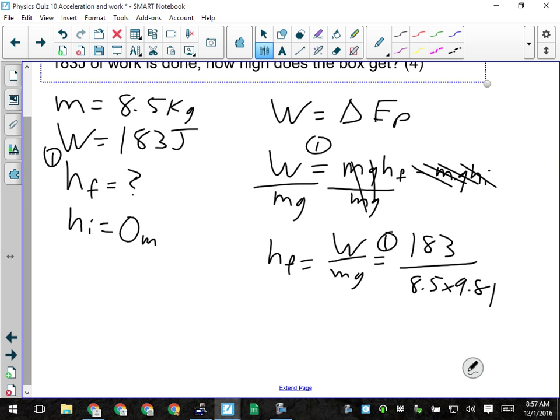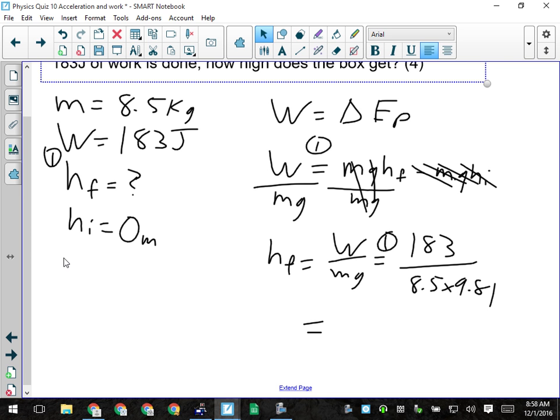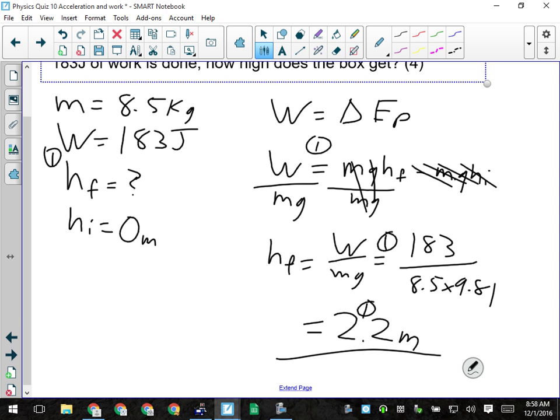183 joules was the change in potential energy, the work done. On the bottom we have mass times gravity, 8.5 times 9.81. So we have 183 divided by, in brackets, 8.5 times 9.81. We're going to get 2.2 here as our height. 2.2 what? Meters. That's their fourth and final mark. Questions on that one?